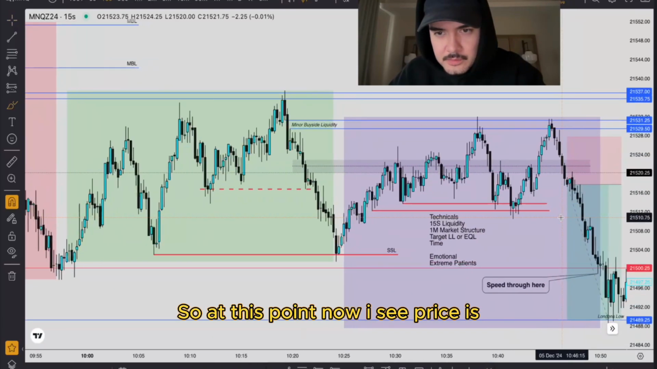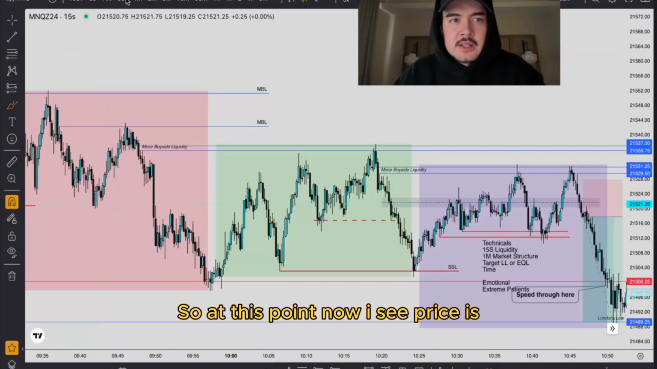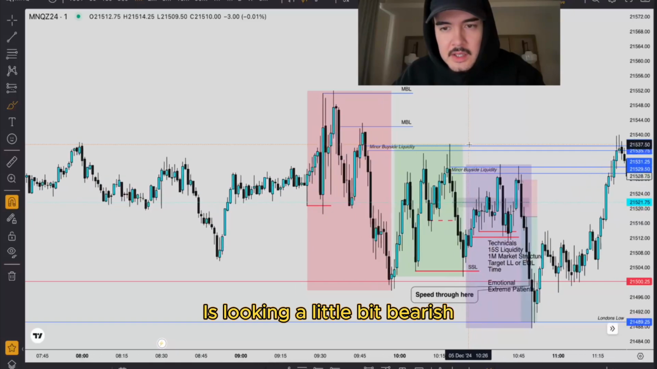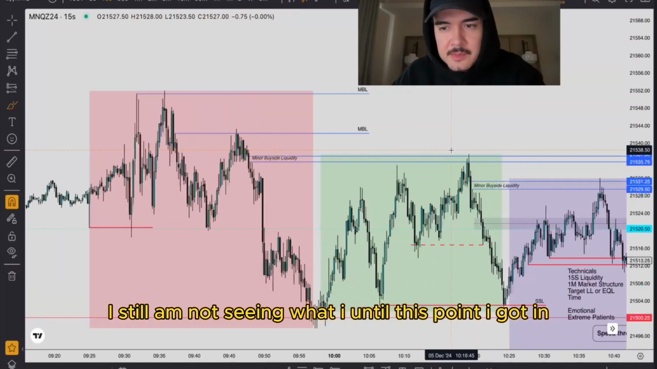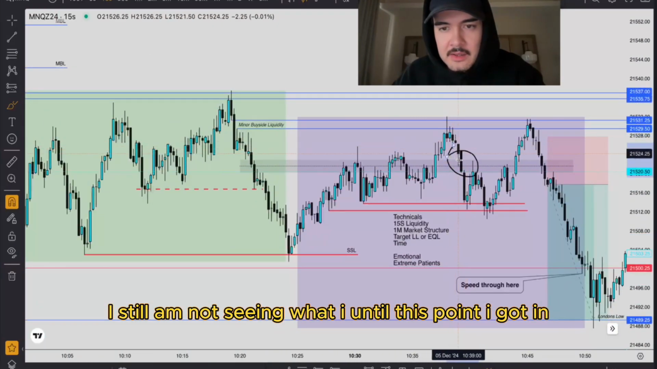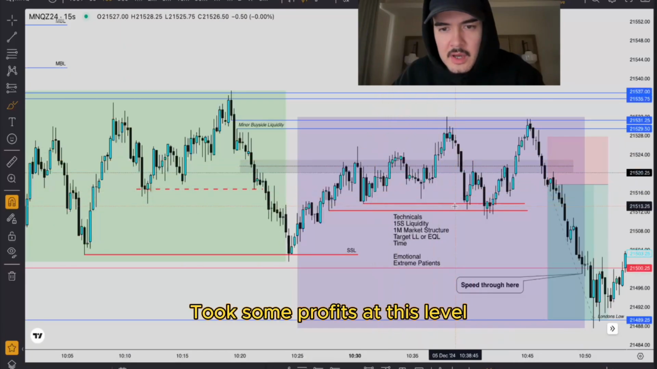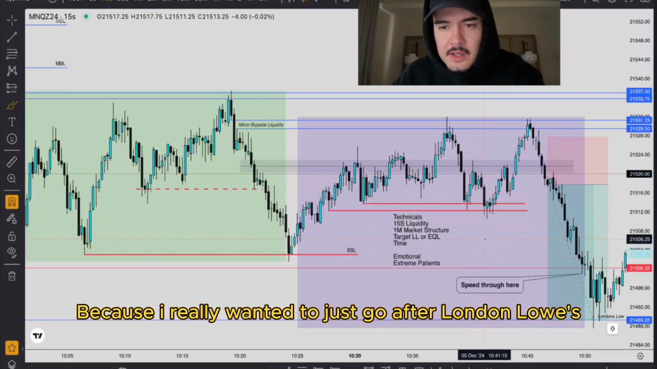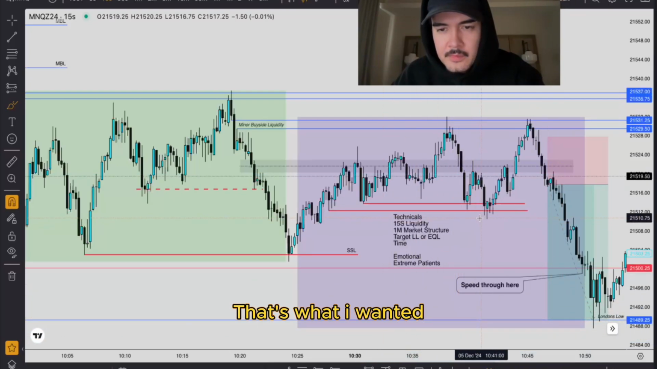So at this point now, I see price is looking a little bit bearish, but I still am not seeing what I want. I got in, I believe it was up here, took some profits at this level, came back up, and hit my trailing stop, because I really wanted it to just go after London lows, which is this blue line down here. That's what I wanted. So I trailed my stop.